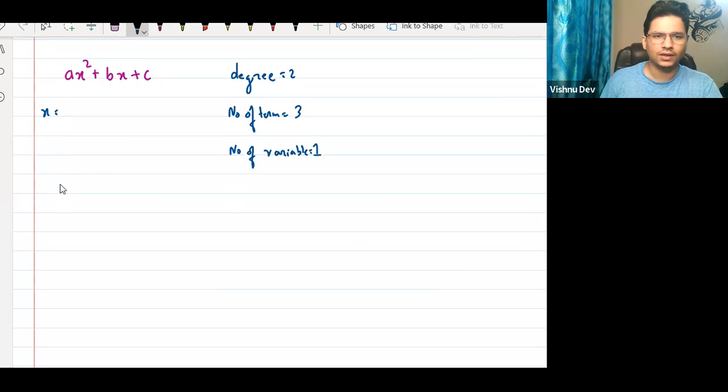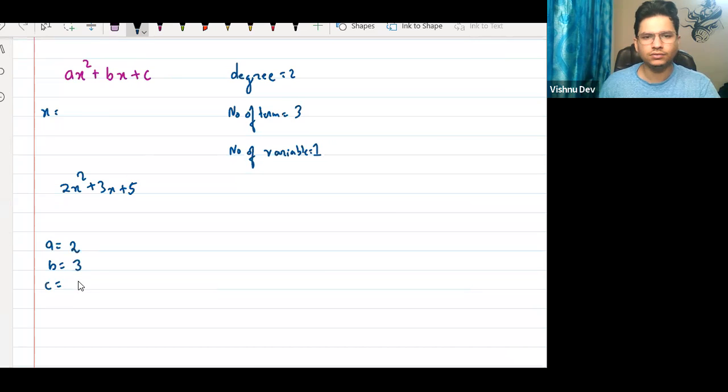So for example, if I say 2x squared plus 3x plus 5, what is a? a is equal to 2. Correct. b is equal to 3. And c is equal to 5. So this is called a quadratic expression.